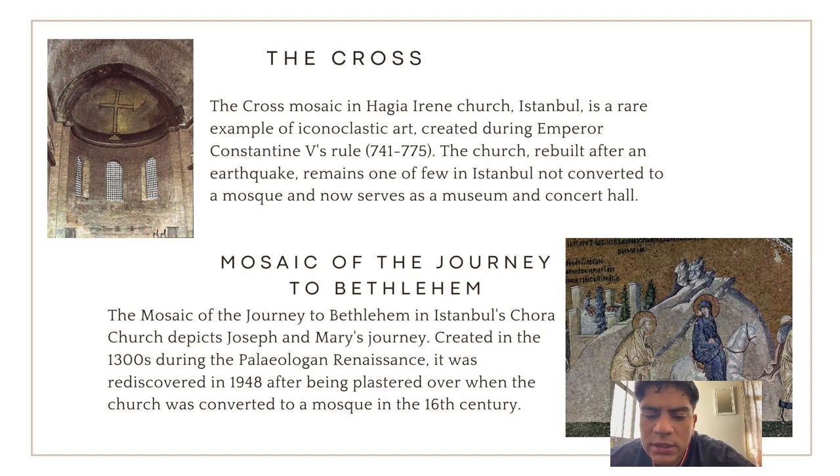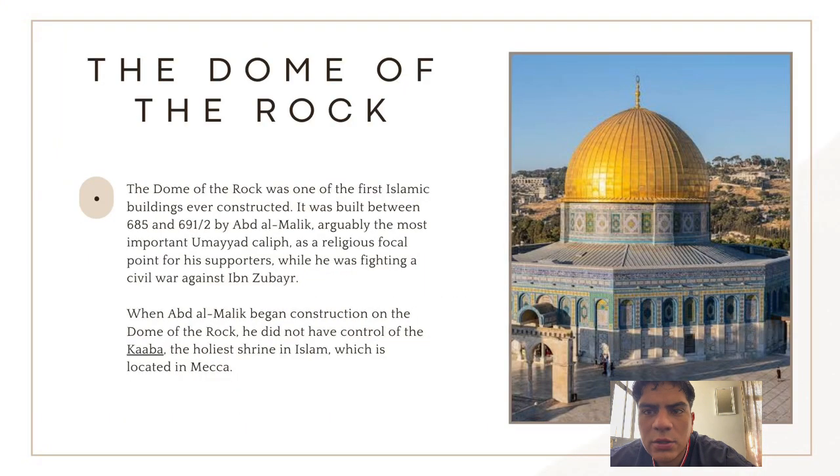Well, this is all of the Byzantine art, and the second part is focused on the Dome of the Rock. Primarily, the Dome of the Rock was one of the first Islamic buildings ever constructed. It was built between 685 and 691 by Abd al-Malik, arguably the most important Umayyad caliph, as a religious focal point for his supporters while he was fighting a civil war against Ibn Zubayr.